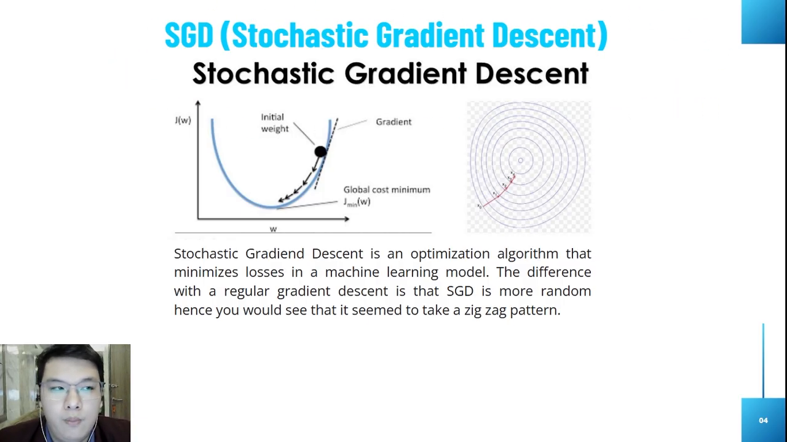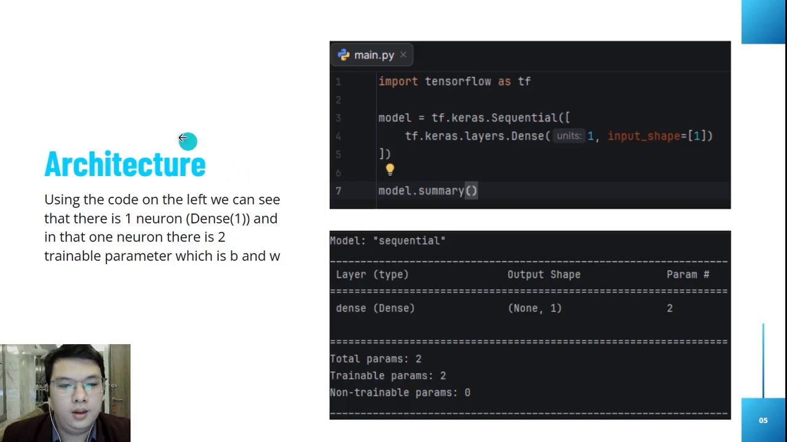This is stochastic gradient descent. This is how they compare the output and the intended output of the AI, and then use the optimization algorithm to make the weight and bias either smaller or bigger.